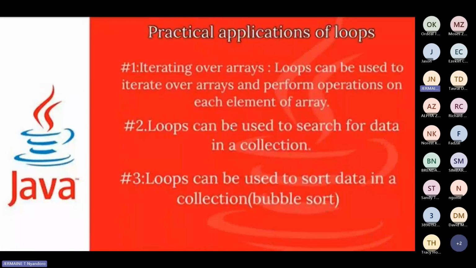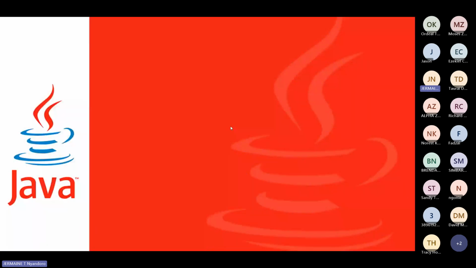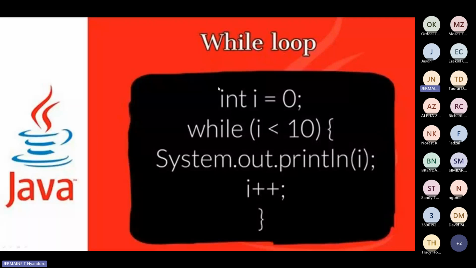Let's move to the while loop. I think this is a simple example of a while loop: int, then the condition, and then this is the evaluation. So in the while loop the condition is evaluated first, and then comes the iteration.